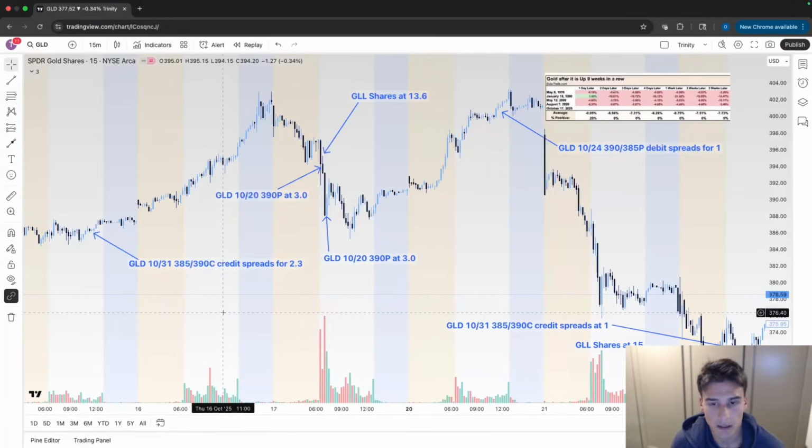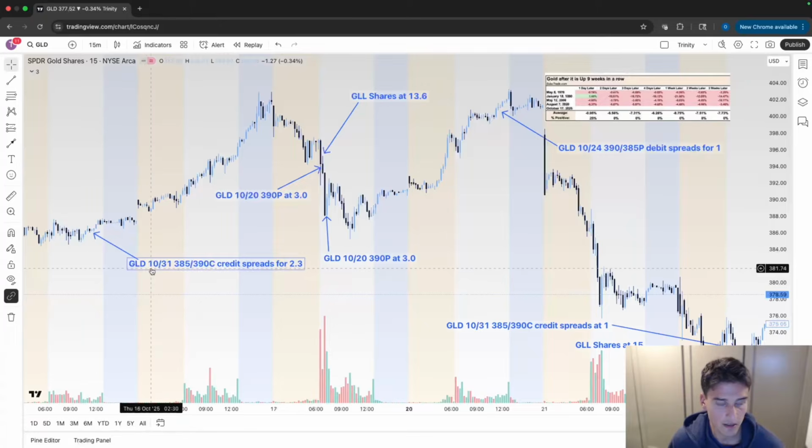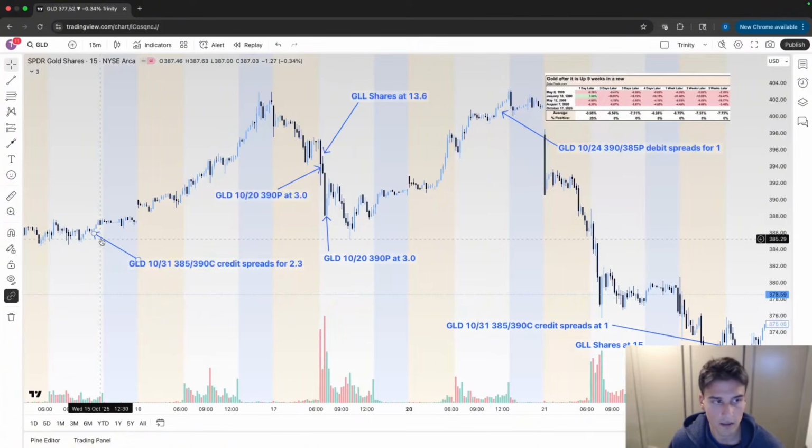Okay, I annotated the chart with all the trades that I personally took on this short, so I'm going to go over all of these. I talked about originally these 10/31, 385, 390 call credit spreads for 2.3. That was the first trade. That was the day where we started to recognize gold is looking a little bit oversold.